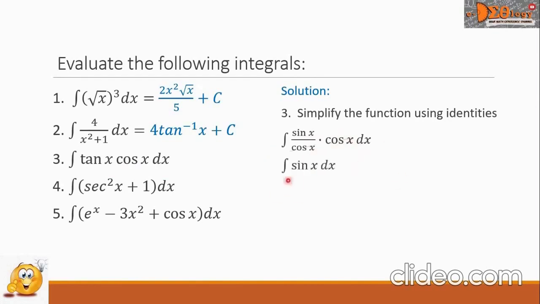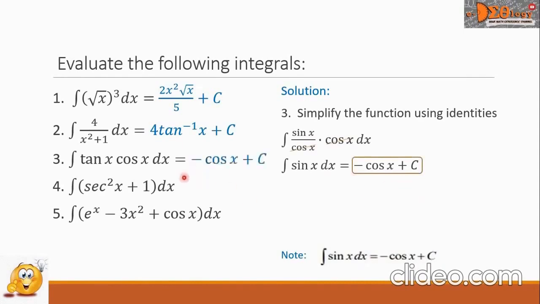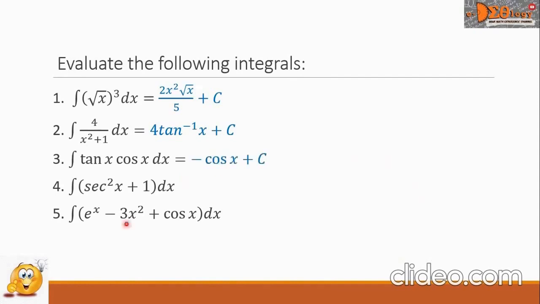So we have the integral of sine x dx. We have a formula for the integral of sine x dx that is equal to negative cosine x plus c. And this value we will write here. This is now the final answer. We will copy this opposite problem number 3. Let's go now to problem number 4.